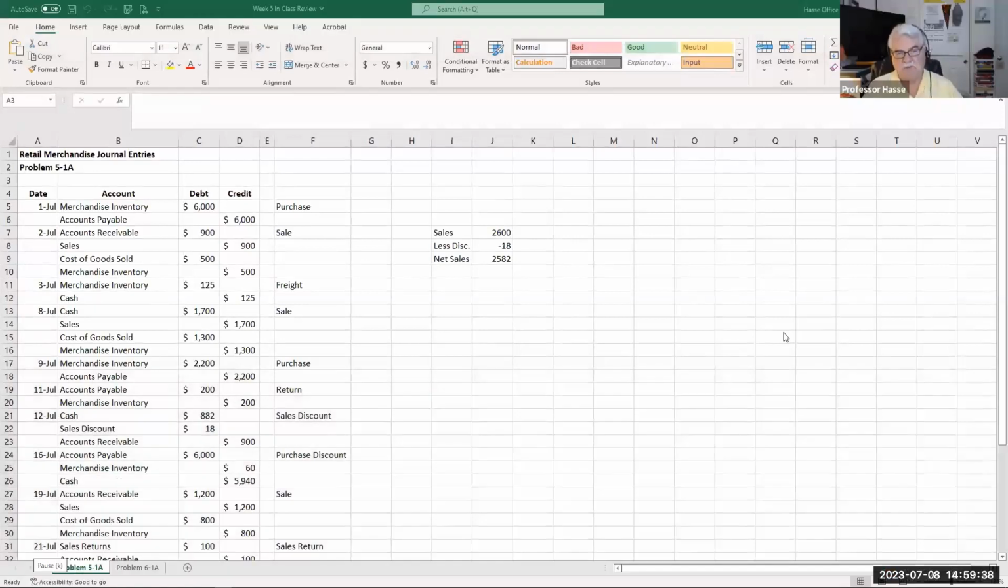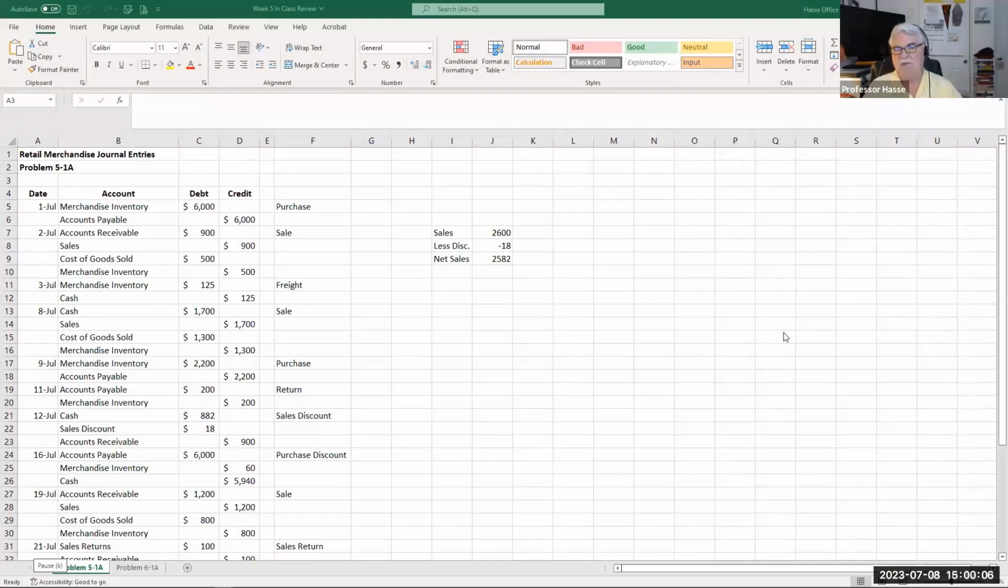Now here's a spreadsheet that I have posted as one of our class review spreadsheet files. It covers chapters 5 and 6, merchandise accounting and inventory accounting. And these are 2 examples which can be your study guide for these chapters, problem 5.1a and problem 6.1a from that material. Basically, it's the same transactions. You're just recording for inventory.